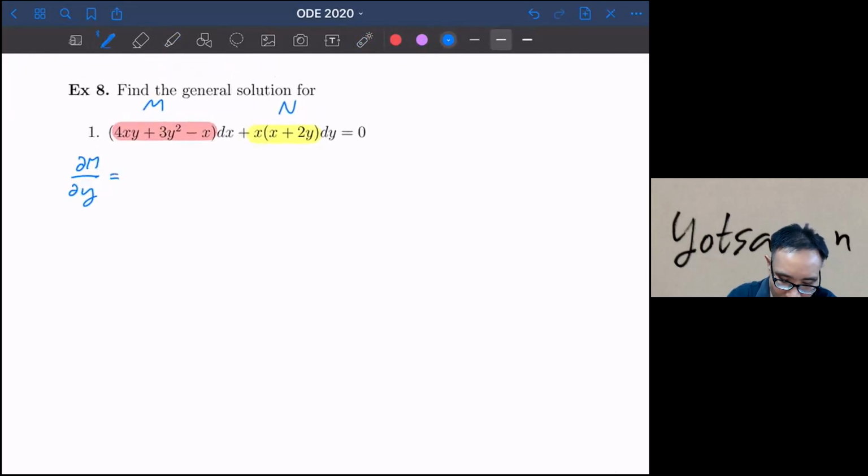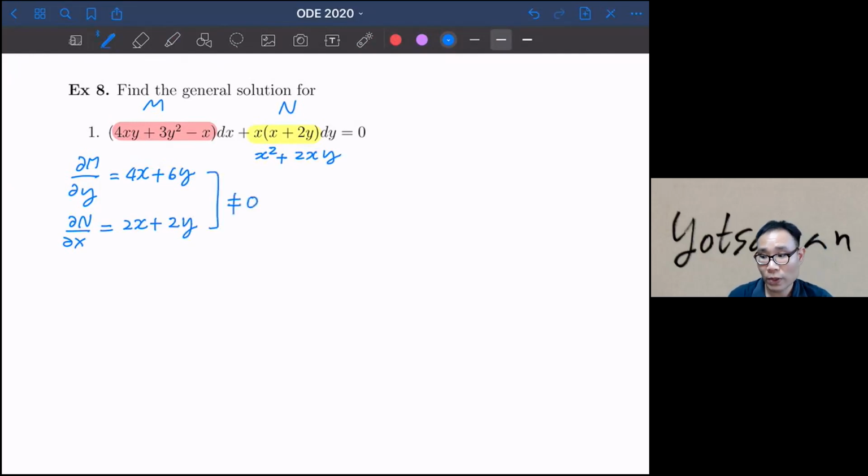dm dy turns out to be, you find the derivative with respect to y, so it's going to be 4x plus 6y, and dn dx, you should multiply this one to be x squared plus 2xy, so this one is going to be 2x plus 2y. So you see that these are not identical, so it turned out to be not exact.